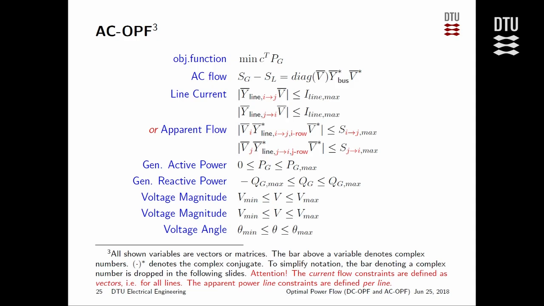What's very important here is that this is a diagonal matrix. The voltages are in a diagonal, which actually creates a lot of problems because the diagonal operator is not.